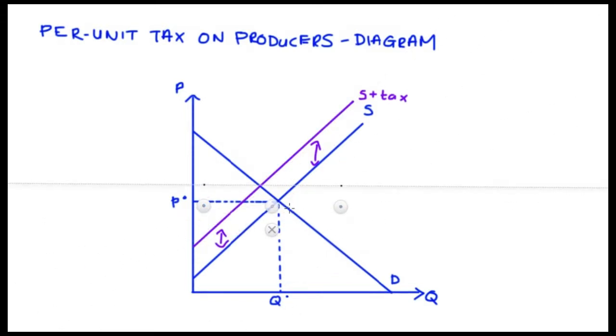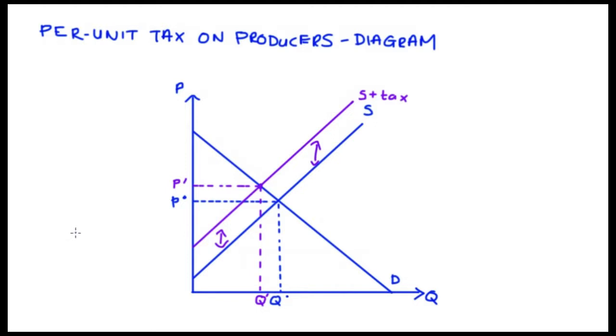There's going to be a new equilibrium price and quantity associated with that intersection. I'm going to call that Q prime and P prime. Note that Q prime is less than Q star, so as a result of the tax, we're not producing as much as we would be if we weren't interfering with this market.